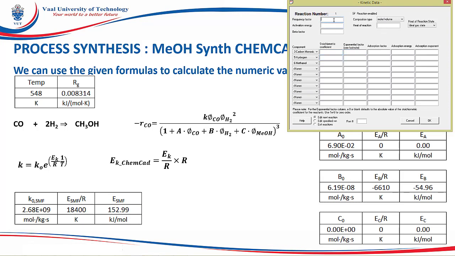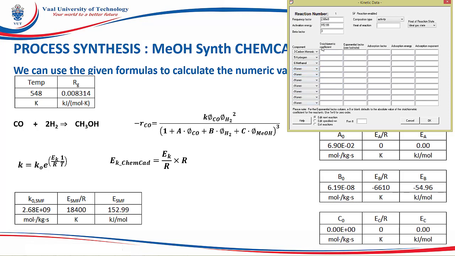The frequency factor, as we have said, is the reaction rate constant. So it is 2.68 to the exponent 9. You can enter that, 2.68 exponent 9. And then the activation energy is 152.99, which is this value here. And then the beta factor is 3. The composition type is activity. We have discussed that earlier.